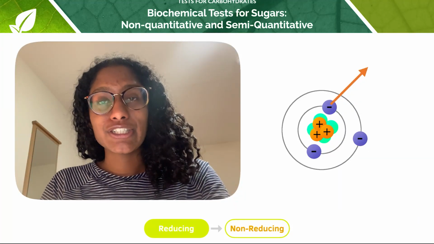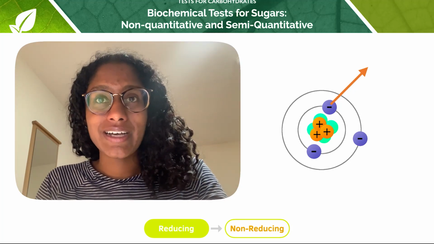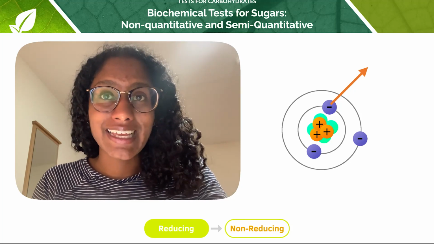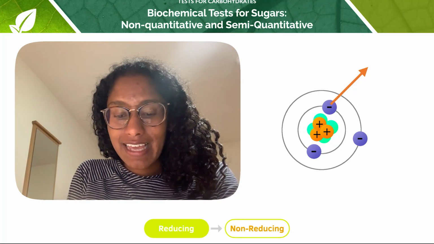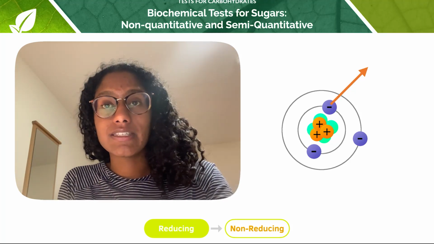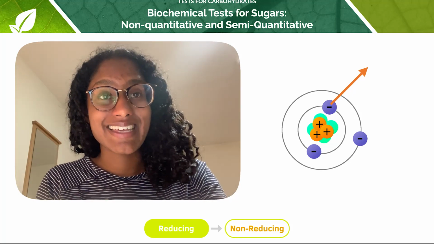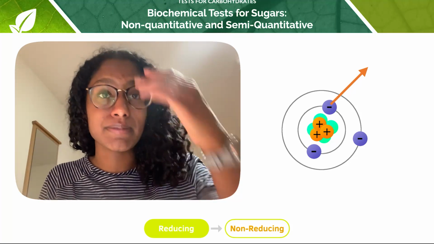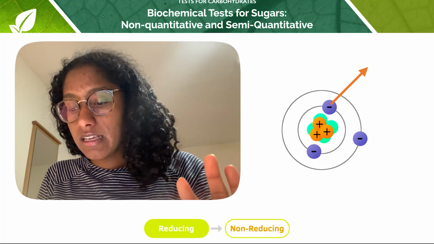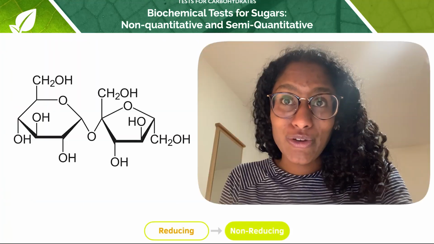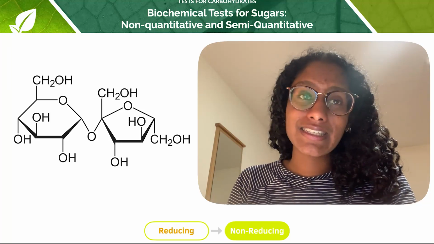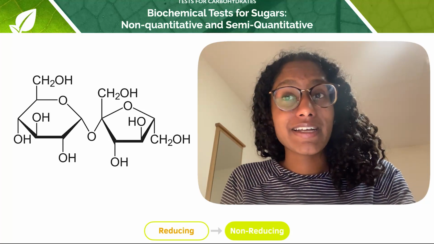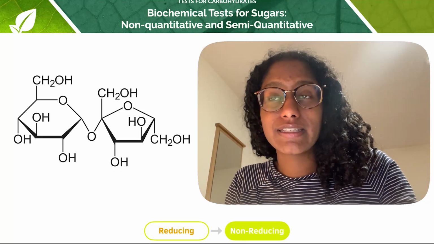Reducing sugars do exactly as the word says, they are reducing agents. Now what are reducing agents? Reducing agents donate electrons. That is what defines a reducing agent. They reduce another substance. Now, I'm sure you can guess what non-reducing sugars are. They don't reduce agents. And they include most disaccharides, such as sucrose.